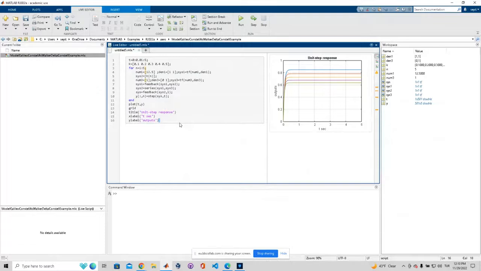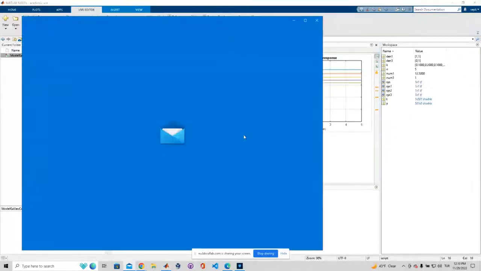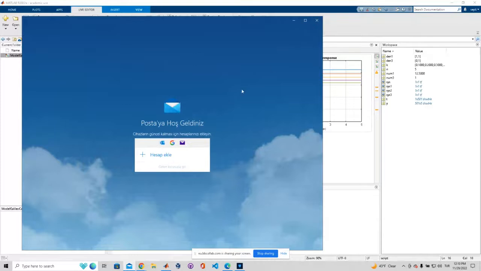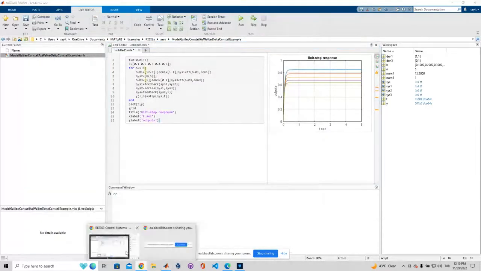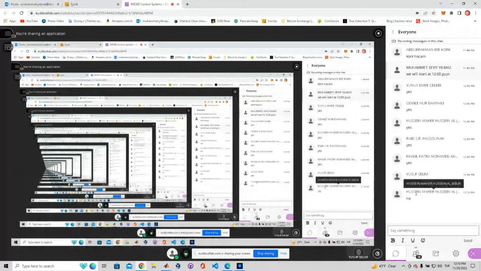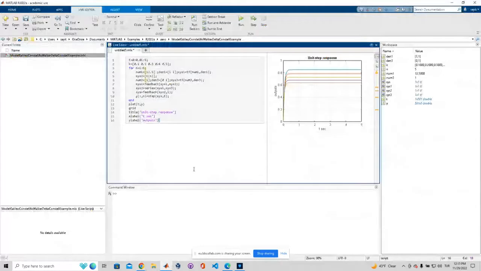Any question, guys? How we get the step response from our systems with the feedback values? All clear? Clear, guys? You can write yes or no, guys, if you hear me. Any question till here for the unit step response? All right, good. Let's go to do our second.